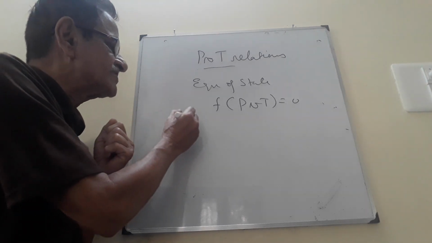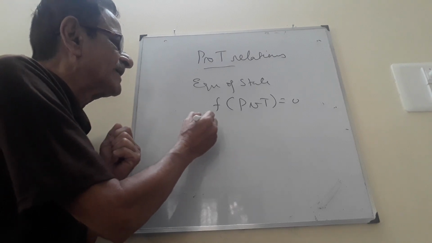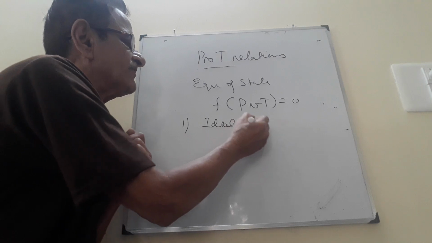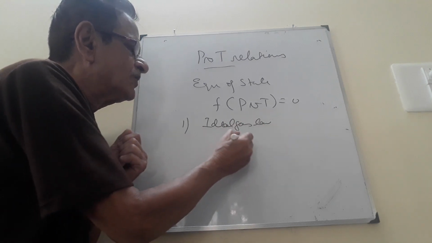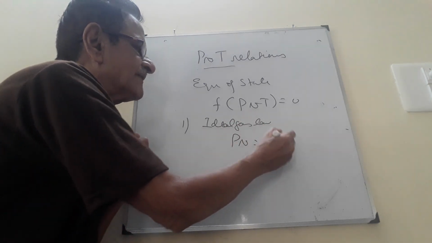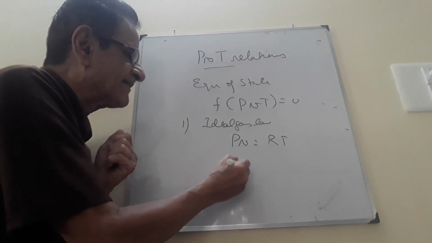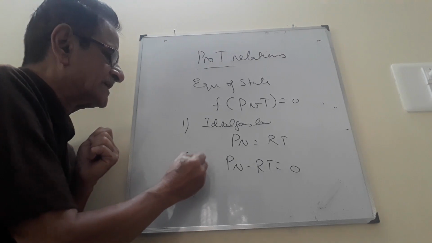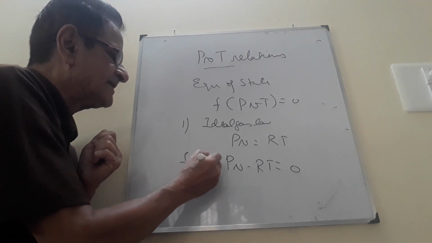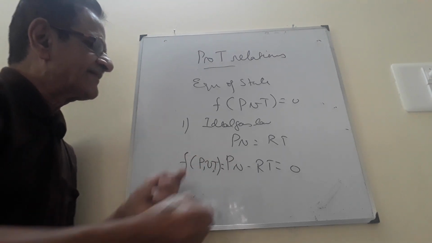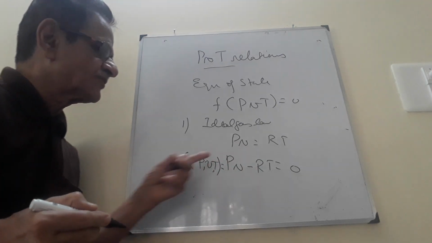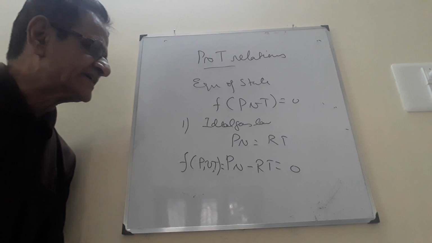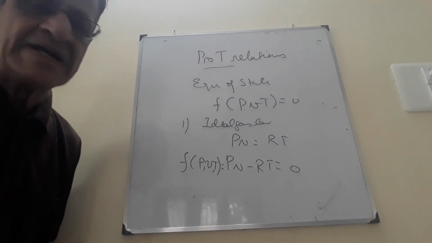Now, the simplest equation of state is the ideal gas law, which says that PV equal to RT, or PV minus RT equal to 0. This is a function of P, V and T. PV minus RT equal to 0 is a function of pressure, volume and temperature. This is the simplest form of equation of state. Ideal gas law is the simplest form of equation of state.